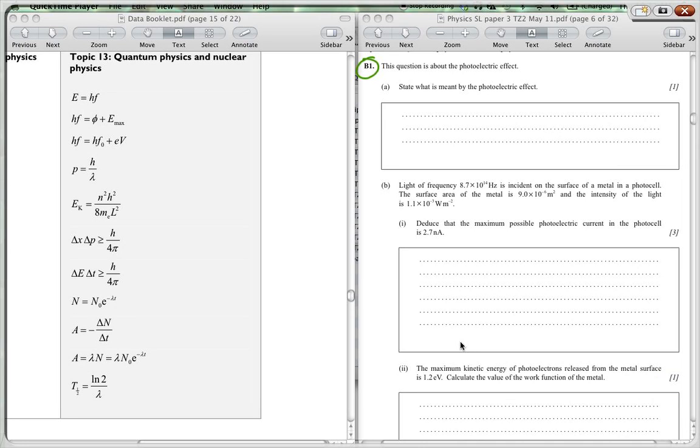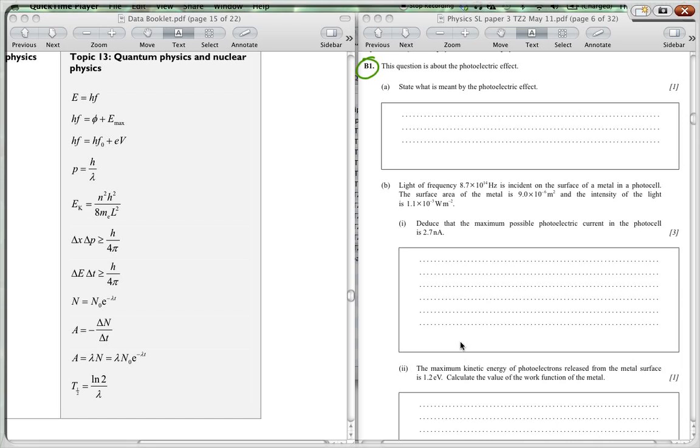Question B1. This question is about the photoelectric effect. State what is meant by the photoelectric effect. Well, we know that this is the ejection of electrons from a metal surface due to the action of light on that metal surface, due to the electromagnetic waves falling on that surface, or photons falling on that surface.